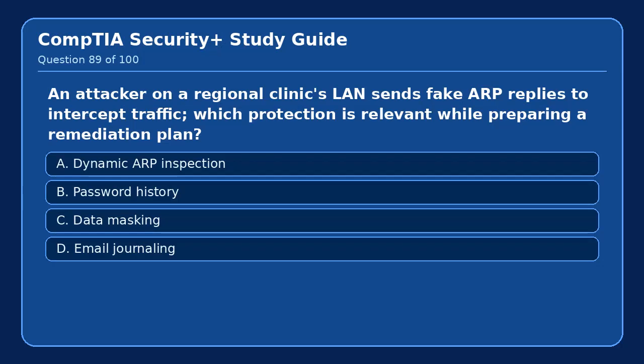Question 92. Which step helps a logistics company find unauthorized wireless access points while documenting the incident ticket? A. Increase password reuse.